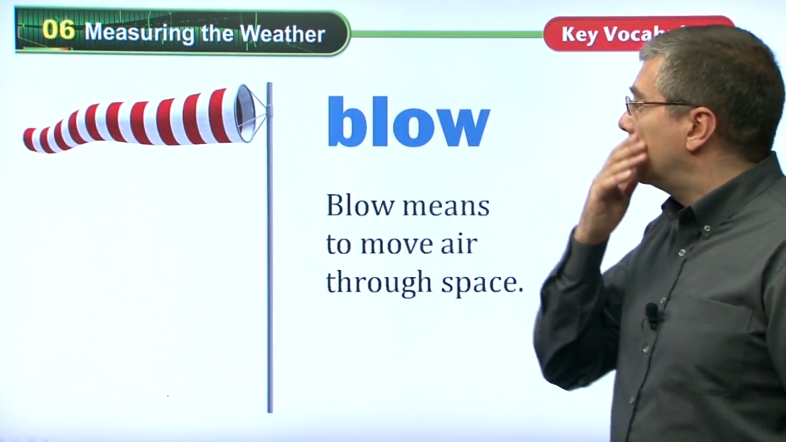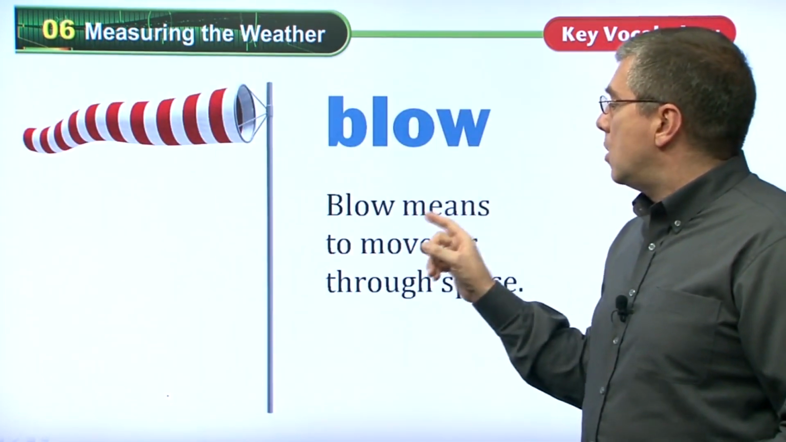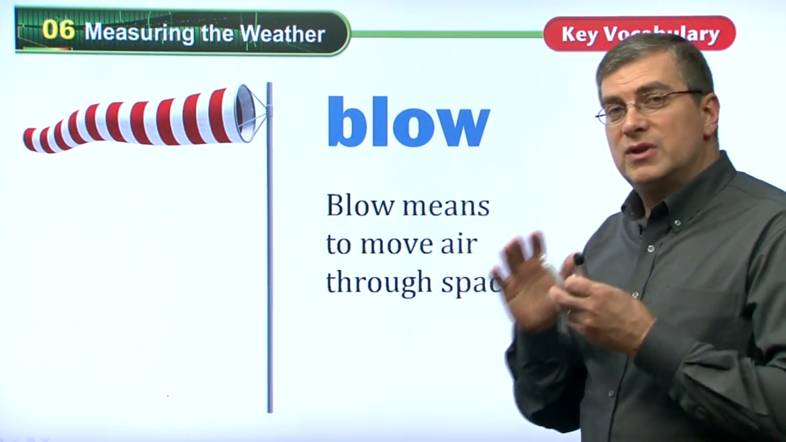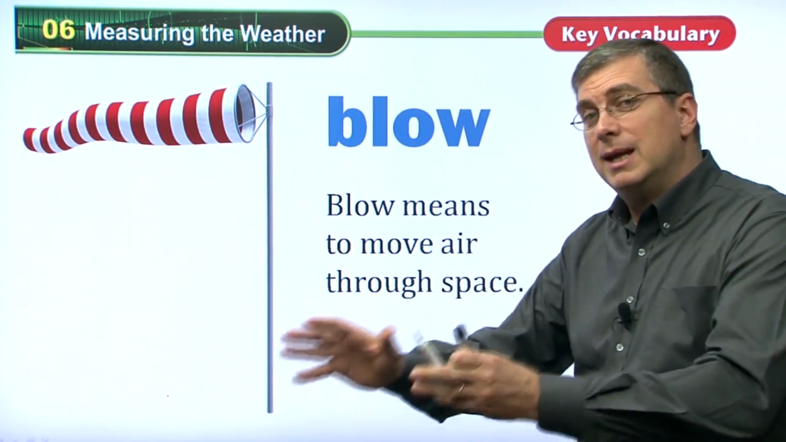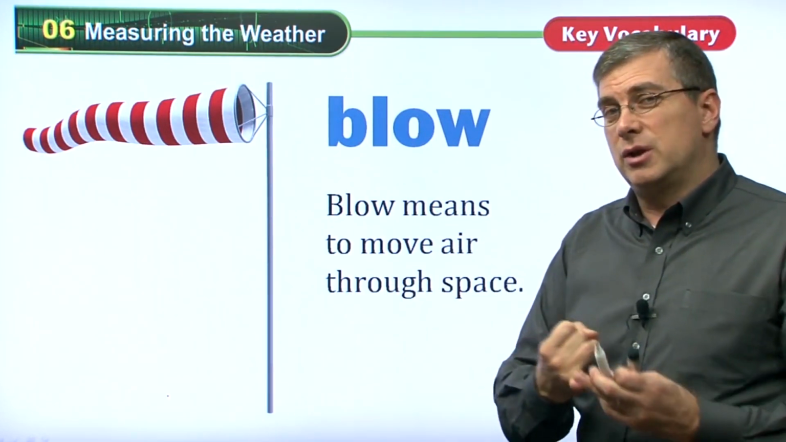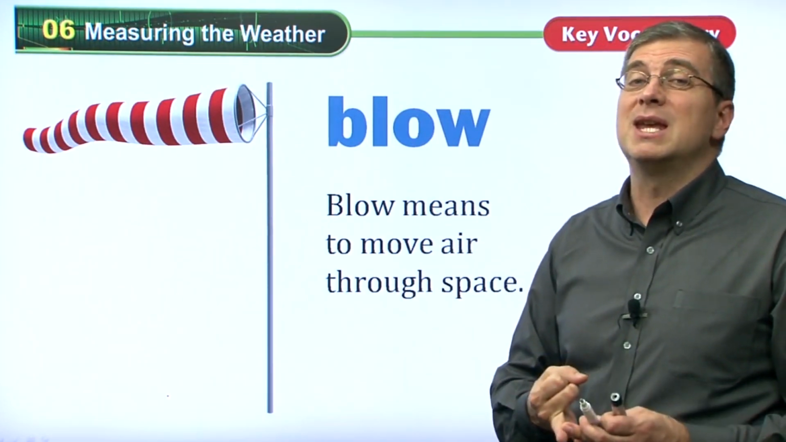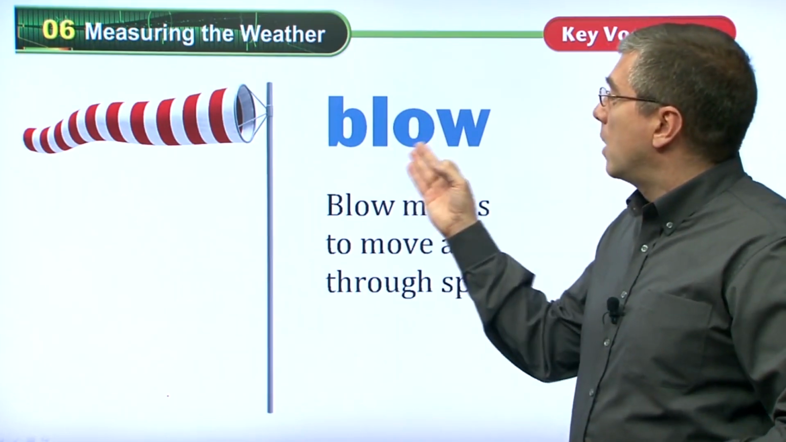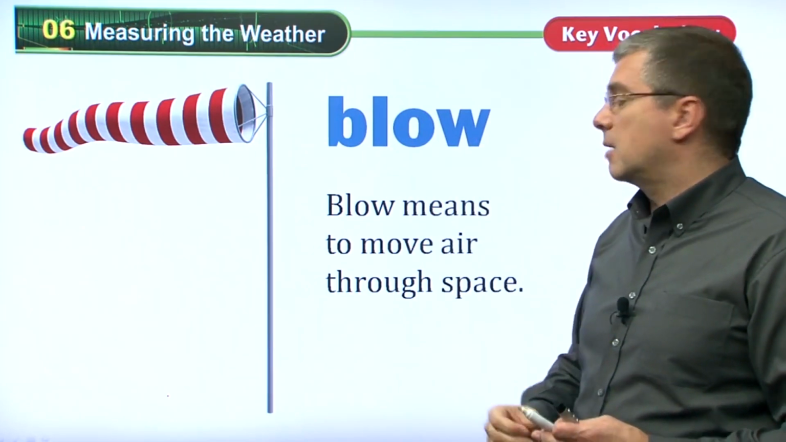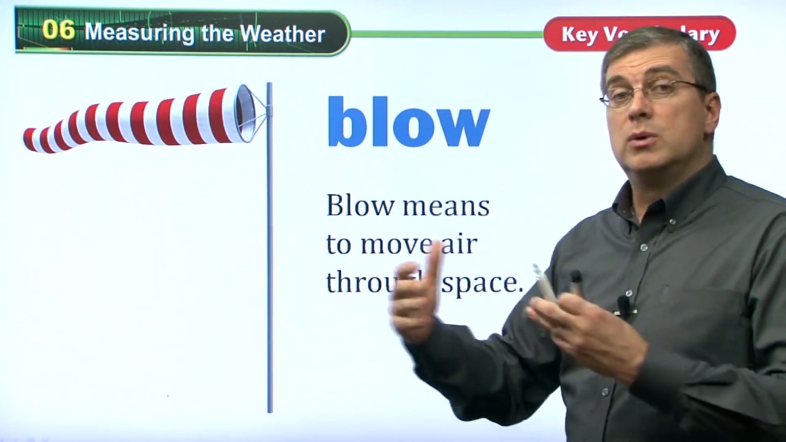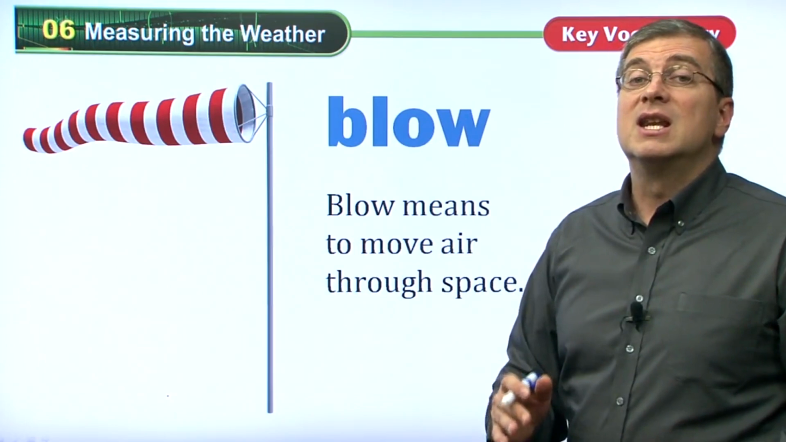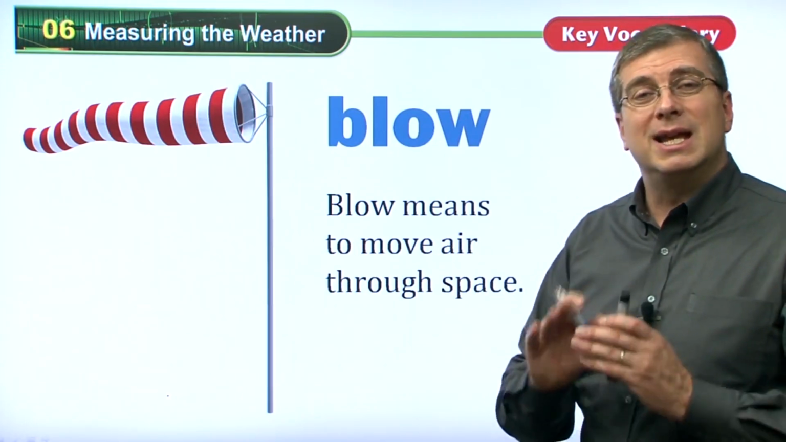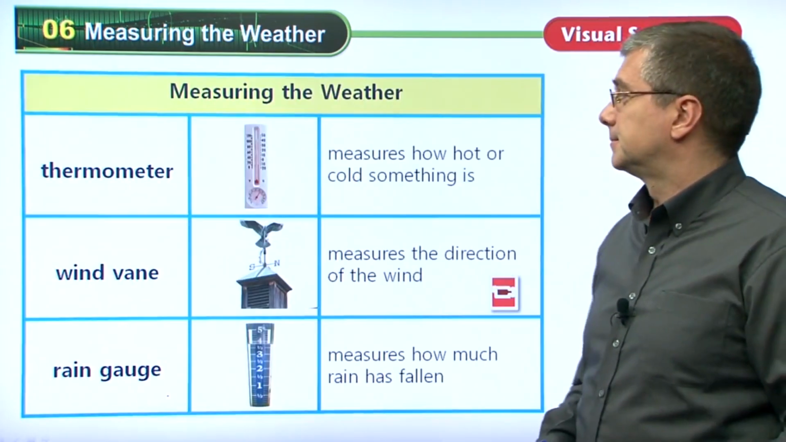Now, blow. We can also use the word blow. Blow means to move air through space. So the wind blows. If the wind is blowing, it is moving. We can measure the direction. We can measure the speed, right? So when we talk about blow, we're talking about moving air through some space. The wind is blowing, or the wind is not blowing. It is not moving.